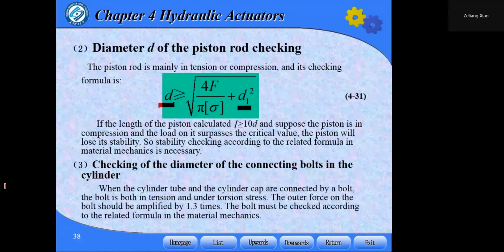When the cylinder tube and the cylinder cap are connected by a bolt, the bolt bears tension. Under torsion stress, the force on the bolt should be amplified by 1.3 times. The bolt must be checked according to the related formula in the material.